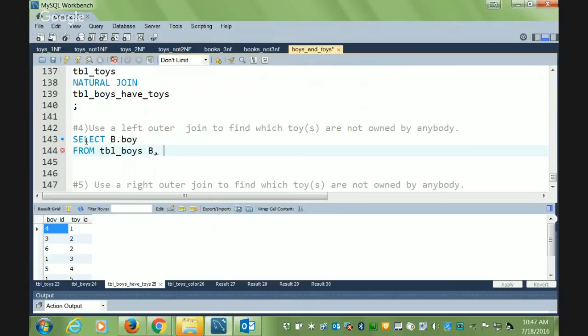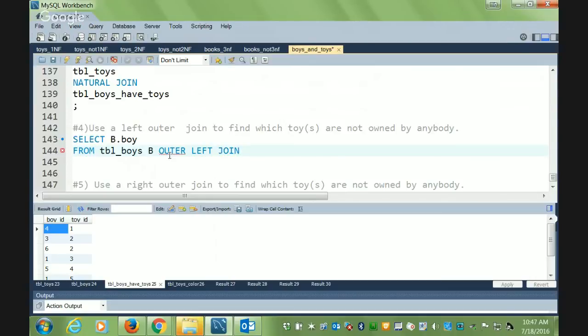Okay, so I need the boy's name and the second table that I need. What was this called? Boys have toys. Okay, so we'll have to think for a minute. What do we need as a left table and what do we need as a right table? It's called outer. Let me write it in caps. Outer, right and left. Oh, I'm doing a left, so I'll have to change it. Doesn't matter. I just have to change my table name.